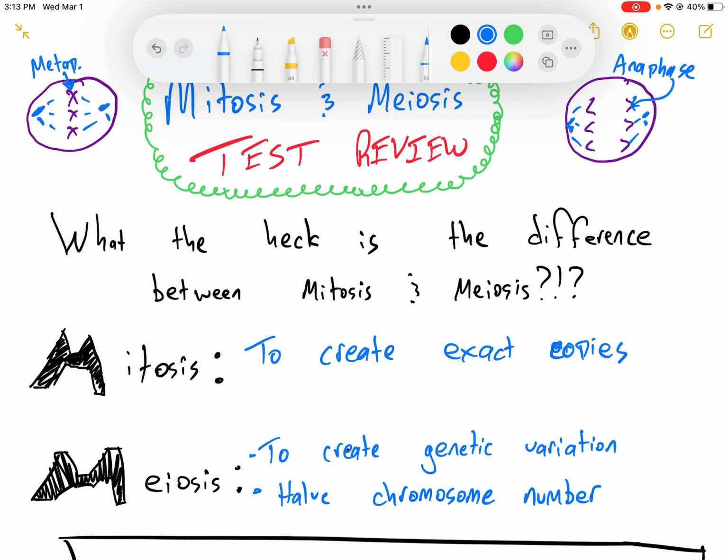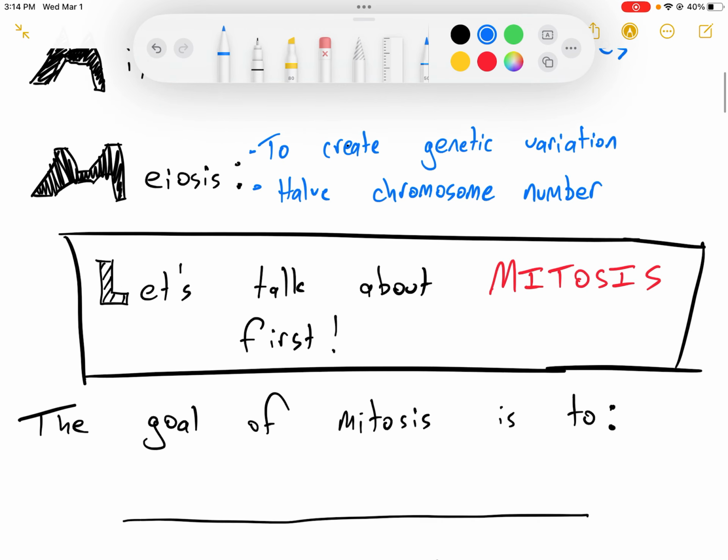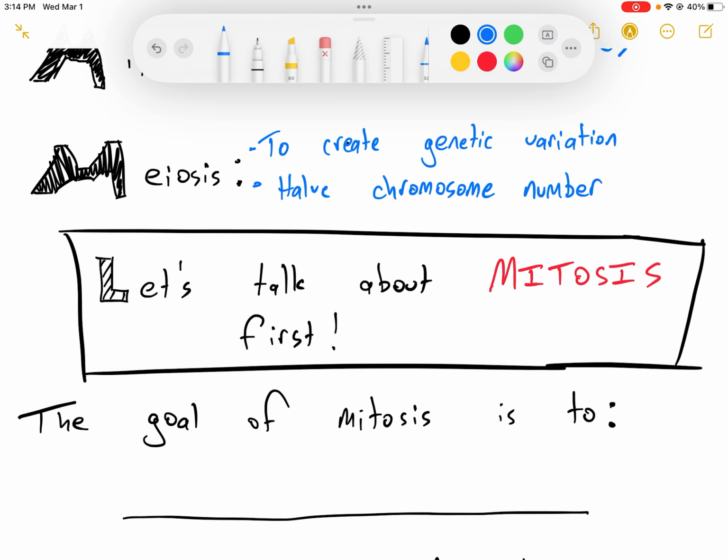Halving the chromosome number is important because meiosis is going to create germ cells, which is like sperm and eggs. And so you want the sperm to have half the chromosome number and the egg to have half the chromosome number, so that when you put the two together, you're going to create a full, working organism.